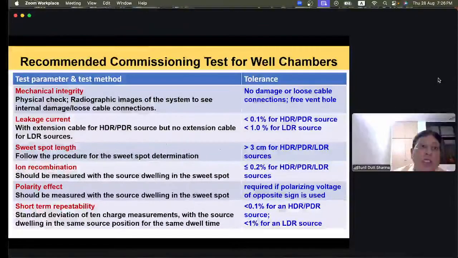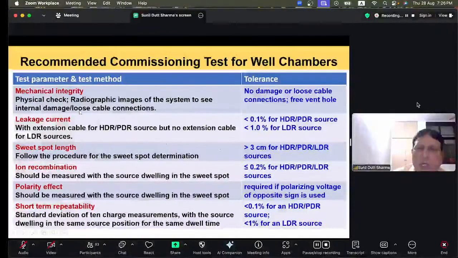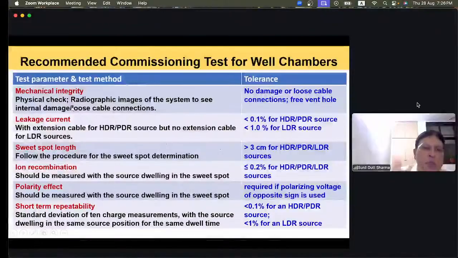Now, what is the requirement for commissioning a bell type chamber? Once we are sure that the bell type chamber is meeting the specification of TRS 492, do we need to do some tests? Yes, the answer is yes. IAEA has given many tests. For example, one test they call mechanical integrity. What they require you to check is a visual check of this detector, and also take a radiograph of this detector to see whether it has suffered any damage while transported from the manufacturer or supplier to your side, or whether there are any loose cable connections.